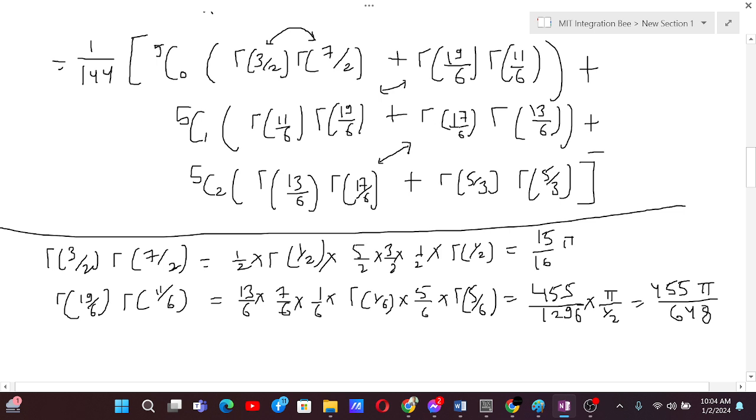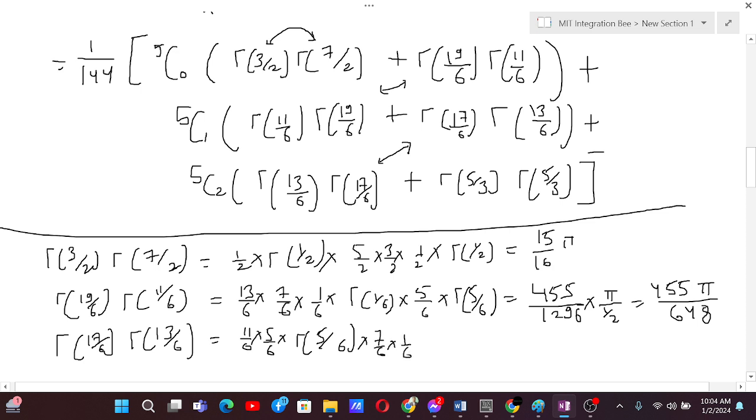This is the same. Now gamma 17 by 6, gamma 13 by 6. First of all, let's reduce this. That is just 11 by 6, 5 by 6, and then gamma 5 by 6. And the other one will be 7 by 6, 1 by 6, and then gamma 1 by 6. And we know the product of 5 by 6, gamma 5 by 6, gamma 1 by 6 is 2 pi, and 2 pi times other stuff.